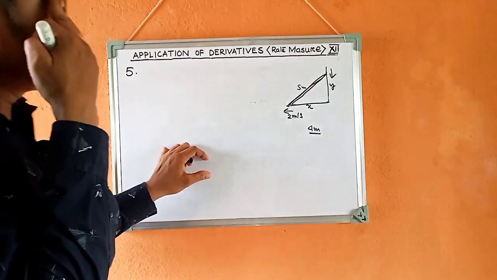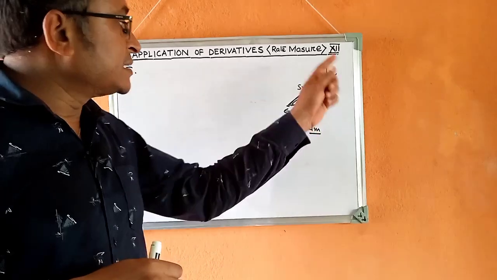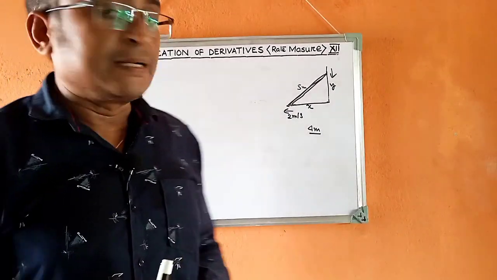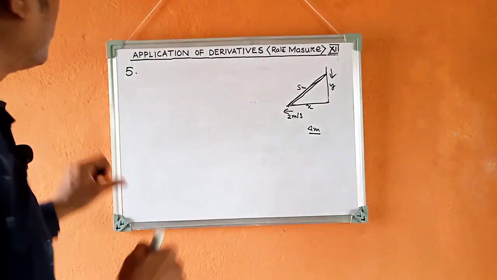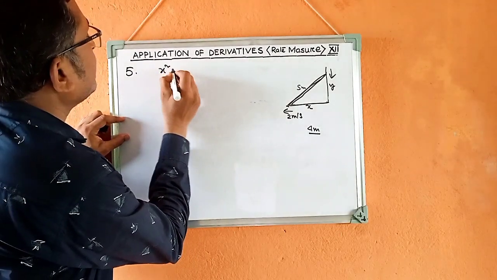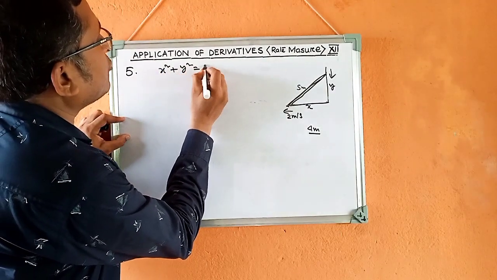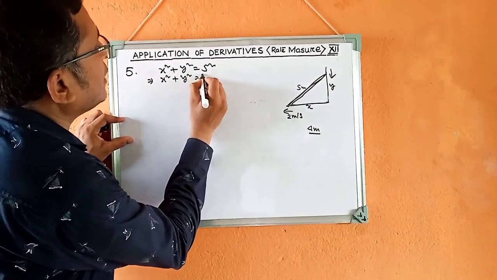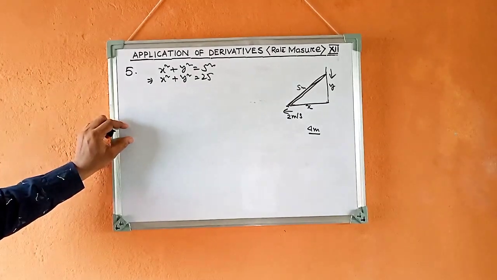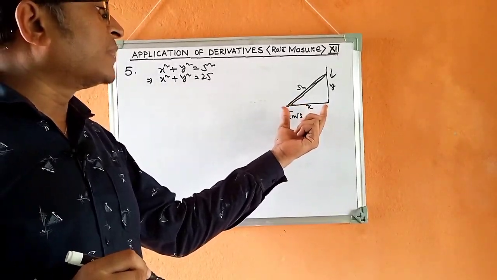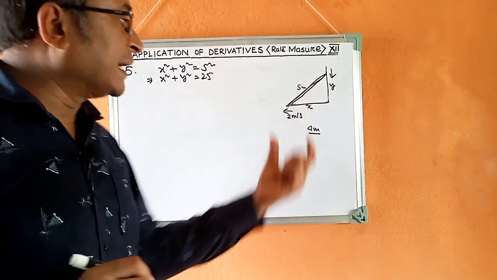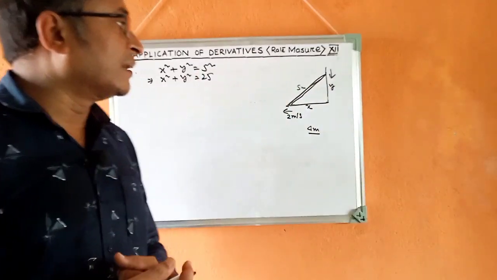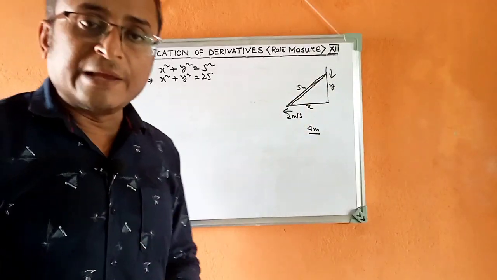So this is Pythagoras theorem. This forms a right angle triangle. According to Pythagoras theorem, we can write x square plus y square equal to 5 square, or x square plus y square equal to 25. We take the distance of the foot of the ladder from the wall equal to x meter, and the height of the ladder from the ground is y meter.